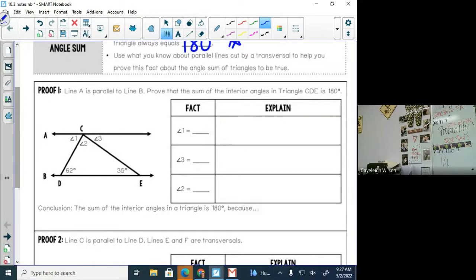All right, so moving on down here, proof 1. It says line A is parallel to line B. Prove that the sum of the interior angles in triangle DCE equals 180. So they give us a couple things here. They want us to figure out what angle 1 is first.